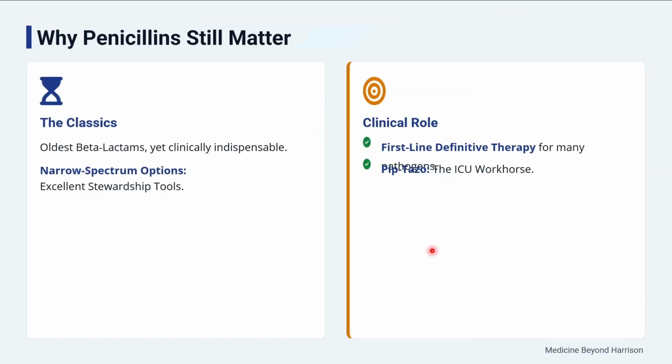So penicillins still matter. These are the oldest beta-lactam group of drugs, yet clinically indispensable. They have a very narrow spectrum of action with excellent stewardship tools. So it is a first-line definitive therapy for many pathogens. It is also nowadays used as an ICU workhorse drug.